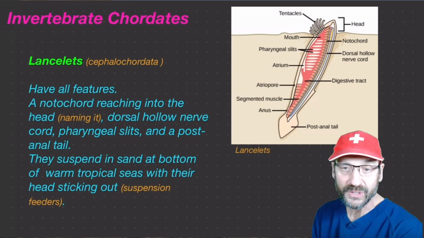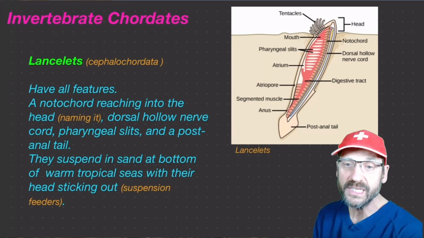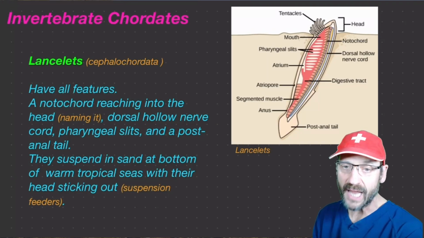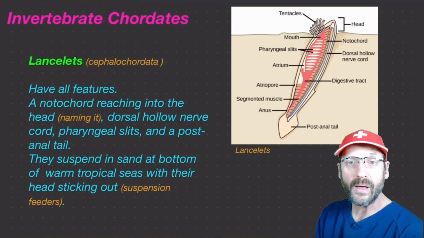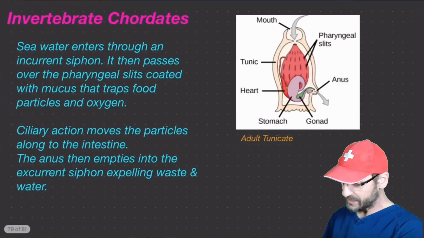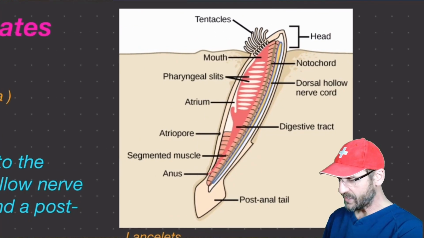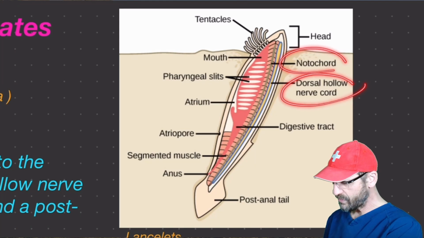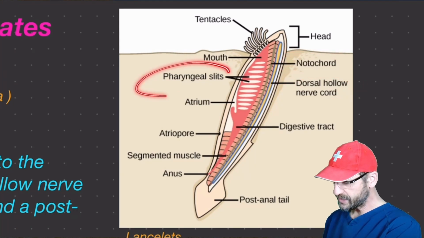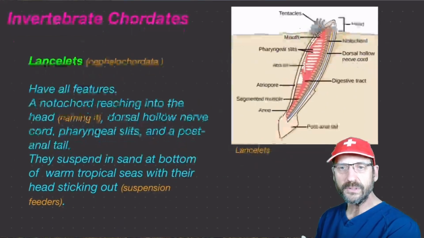What they do is interesting. They suspend in the sand at the bottom of warm tropical seas with their head sticking out. And there they become suspension feeders as well, like the tunicates were over here. So here you could see them. We've got the notochord, the nerve cord, the slits, and the post-anal tail. So we've got all the features.